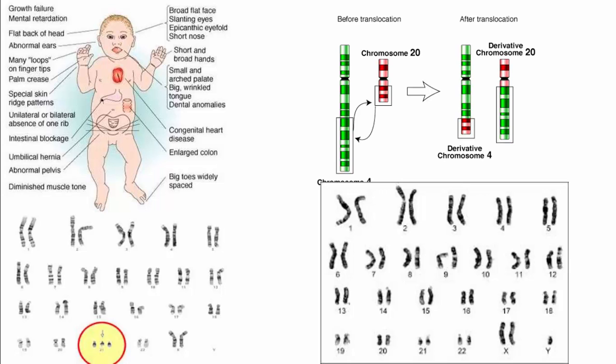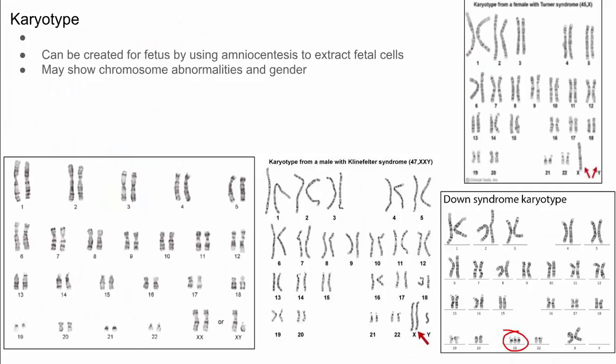You don't know what this is? What's different about this karyotype? Look at what's different about this karyotype. Two X's and one Y, that's Klinefelter syndrome. So these pictures we're making, these are called karyotypes. They're basically a picture of a person's chromosomes.